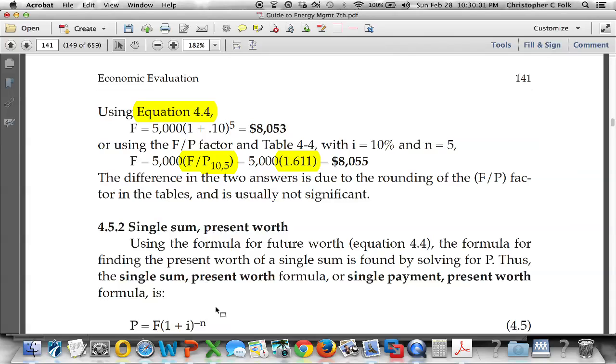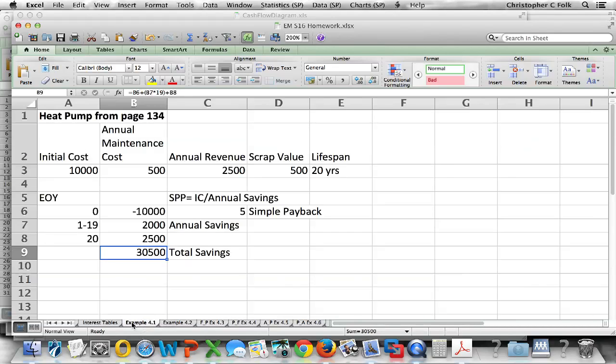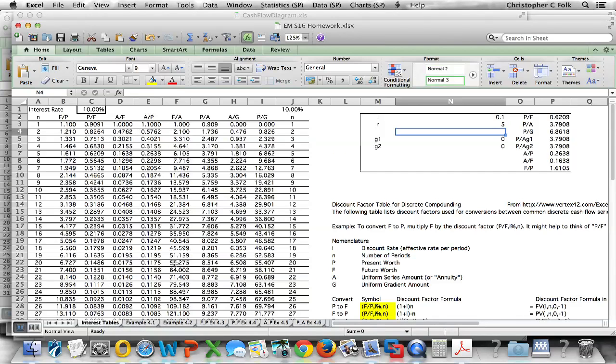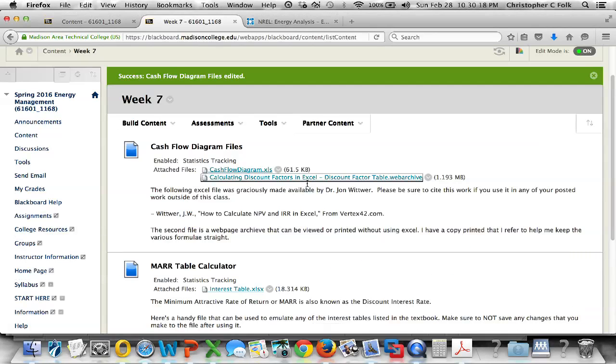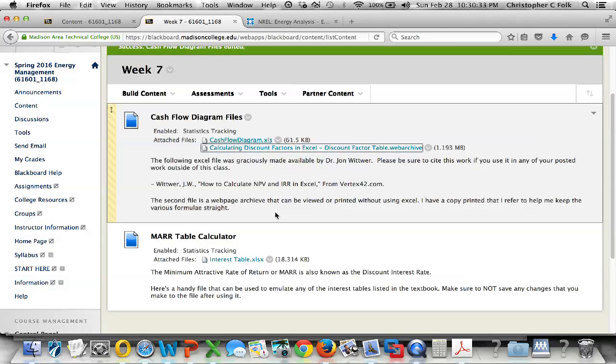All right, back to Excel. I want to show you this table again. So this is the table I was telling you about. Here's my interest tables. This is a handy interest table that you'll be able to download from the Blackboard. And this is called interest tables. In Blackboard, I have it listed as the interest table under the MAR table catalog. By the way, MAR stands for the minimum attractive rate of return, which is also known as a discount interest rate. All right, so this file that you can download here looks just like this.